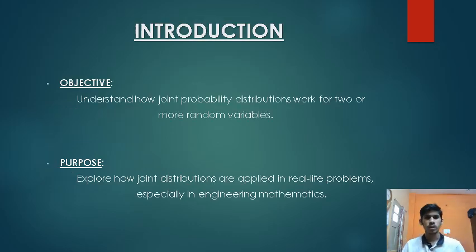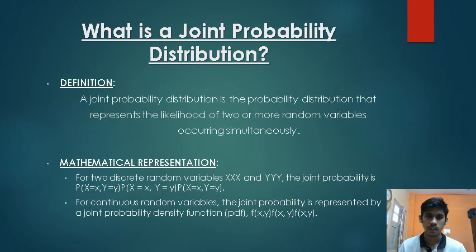In this topic, let's discuss its objective and its purpose. In the objective, understand how joint probability distribution works for two or more random variables. And in the purpose, explore how joint distributions are applied in real life problems, especially in engineering mathematics. Let's start. What is joint probability distribution?